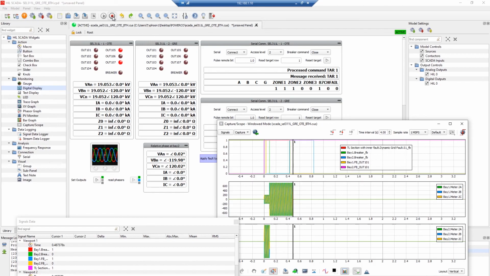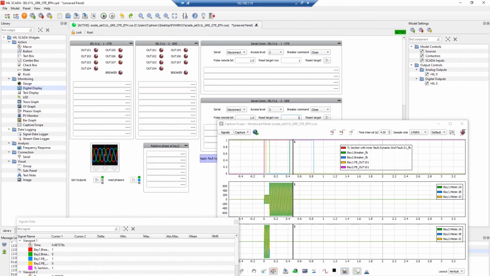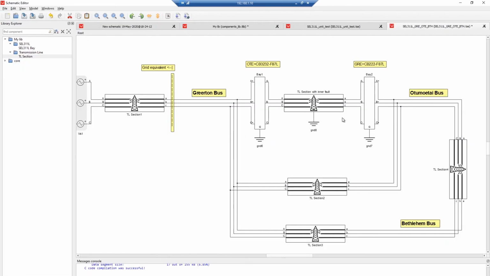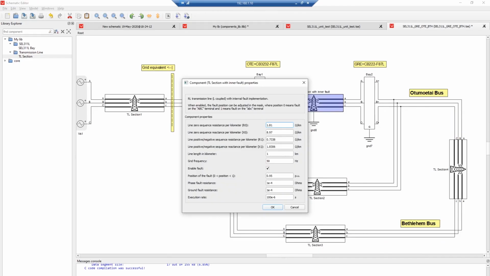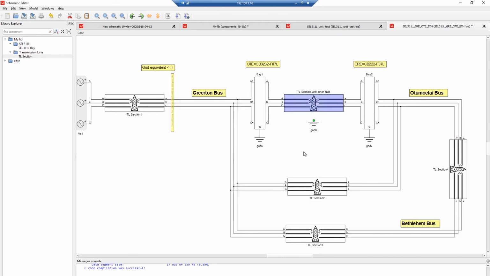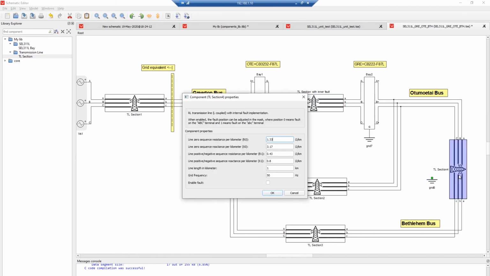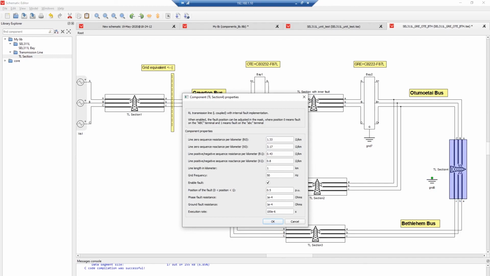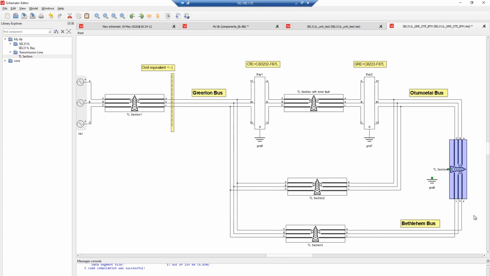Good. And there is one last scenario that I'd like to show, and in this case we're going to remove this internal fault of this transmission line and actually apply it right here. So I'll enable the fault and I'll put it at 95%, which means that it will be really close to our Bethlehem bus. So let me connect the ground here and compile.